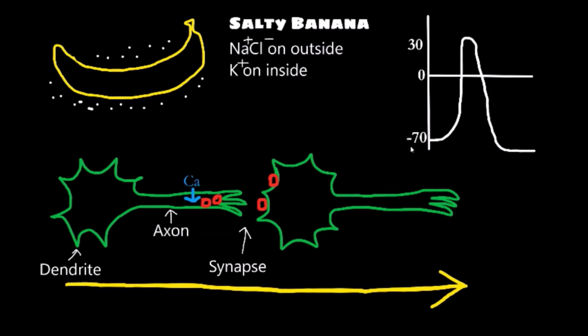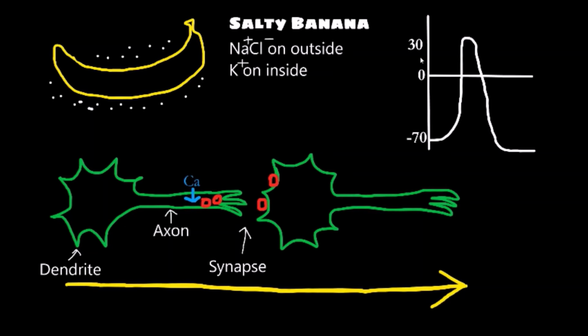If you direct your attention to this graph over here, normally a neuron is negatively charged at about negative 70 millivolts. And when an action potential starts, it opens its sodium channels, and this causes sodium to flow into the neuron, and overall it causes the cell to become positively charged.